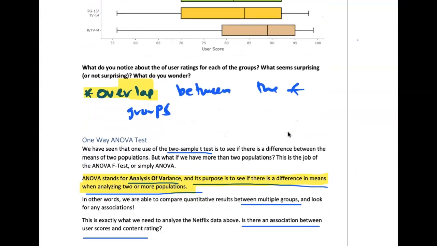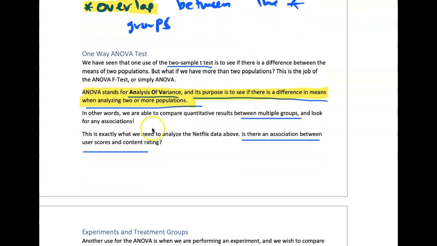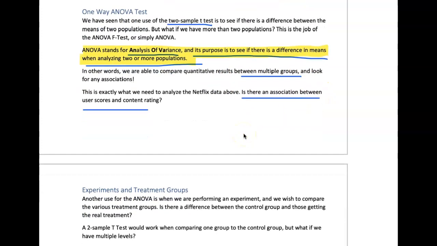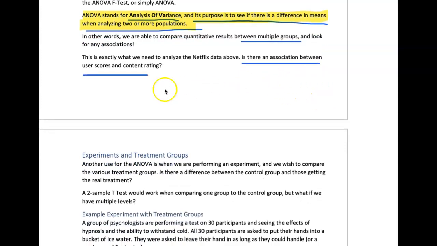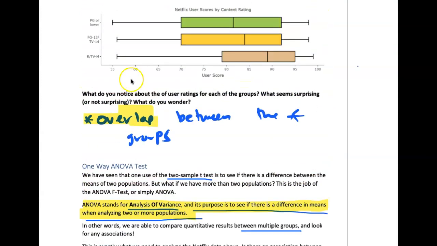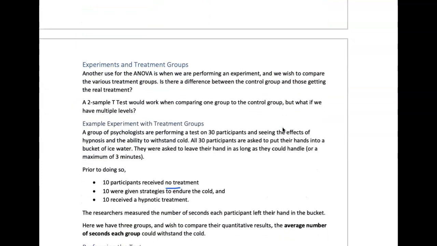So it's like a two-sample t-test, but we're using more than two categories. ANOVA stands for analysis of variance, and its purpose is to see if there's a difference in means when analyzing two or more populations. In other words, we want to compare quantitative results between multiple groups. Is there an association between user scores and their rating? That's what we're looking for, and that association means that there's a difference between them. Again, we use that word association a lot.